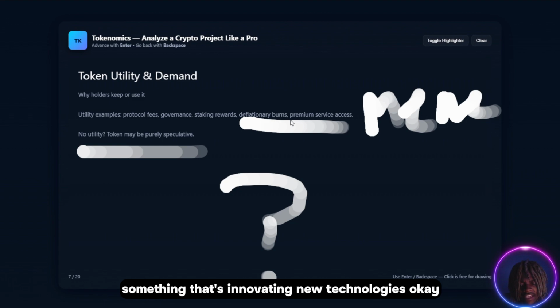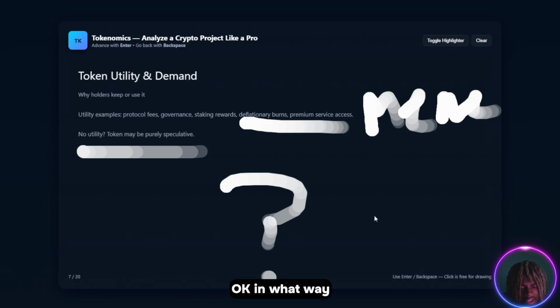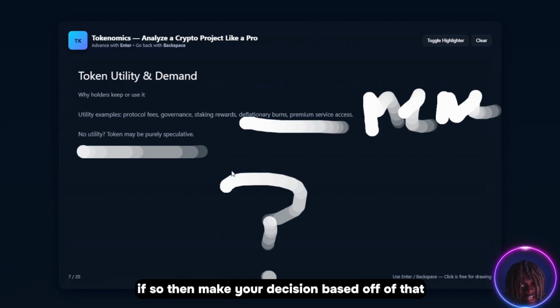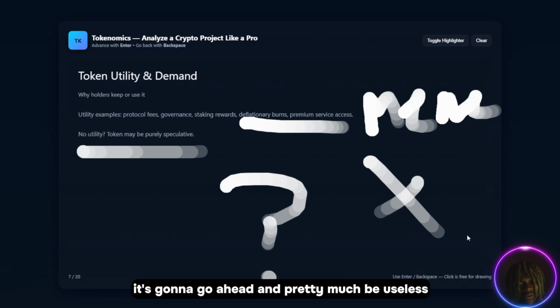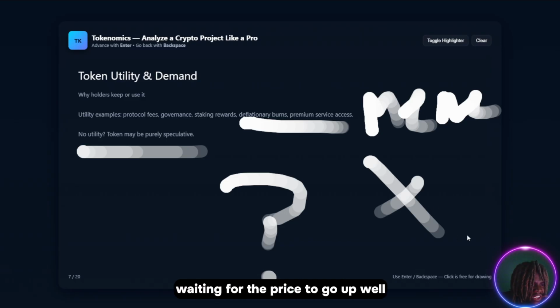Look for something that's innovating new technologies. Is the cryptocurrency helping human beings? Is the cryptocurrency advancing humanity forward? In what way? If so, then make your decision based off of that. Once again, though, no utility, go ahead and forget it. It's going to be pretty much useless. You're going to be investing into nothing, waiting for the price to go up when no investors are going to be looking at it because it doesn't have any true functionality.